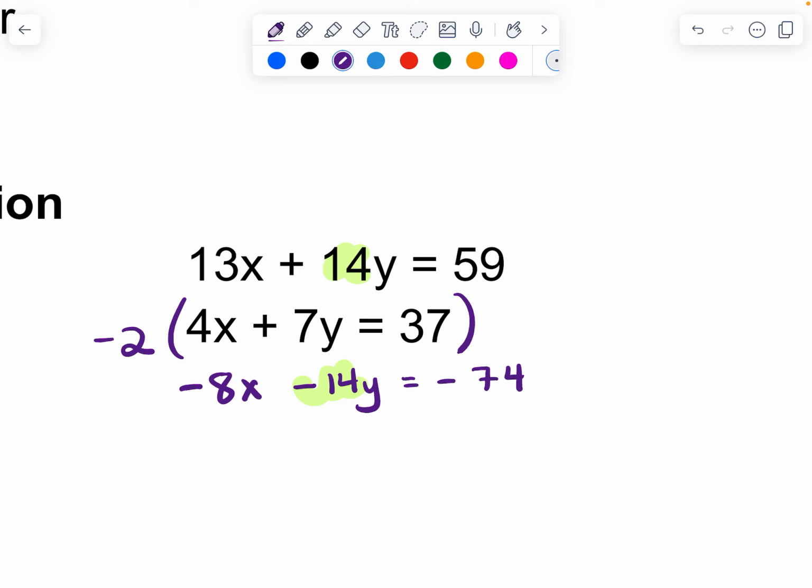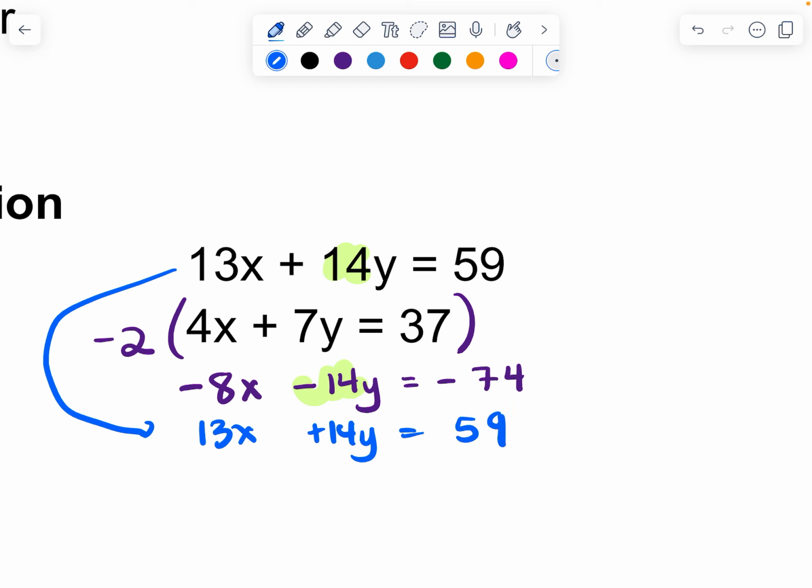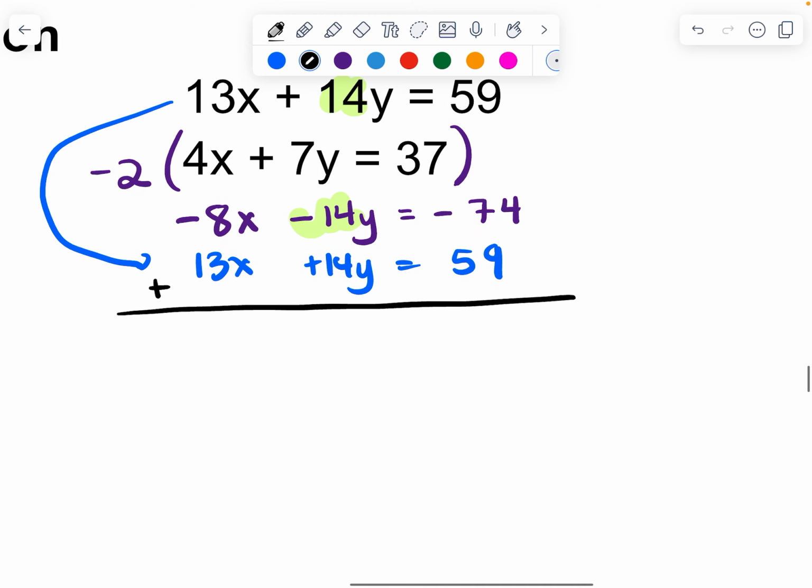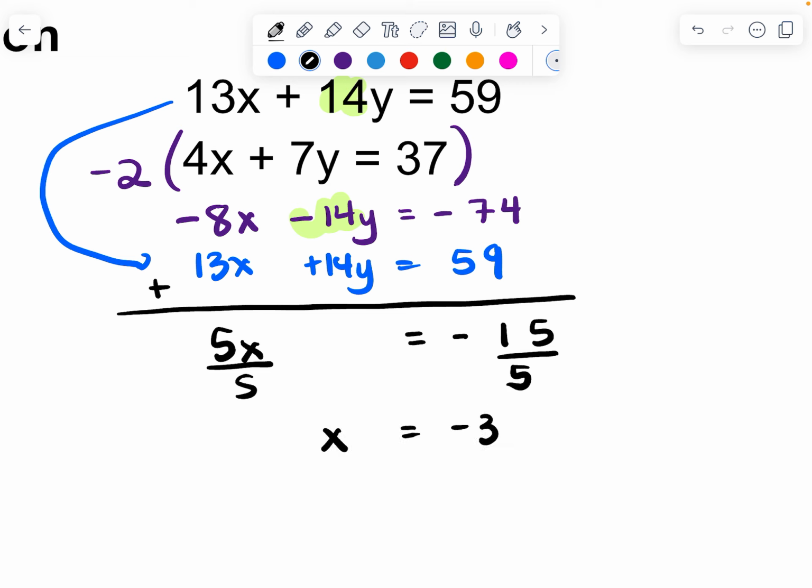Now, these are opposites of each other. So we're good. I'm going to take this and bring it down here. I have 13x plus 14y equals 59. I'm going to add these together. I get 5x. The y's disappear. Oh, and I need to subtract those, so that'll get me negative 15 on the right side. I divide by 5 on both sides, and I get x equals negative 3.